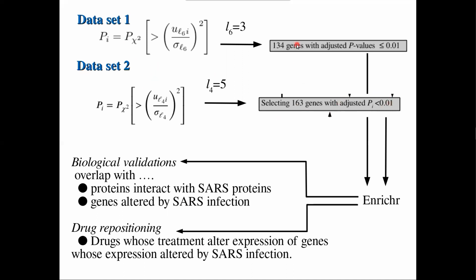Then we uploaded the two sets of genes to Enrichr. Enrichr is a famous enrichment server which can validate the biological meaning of uploaded genes. There are two biological validations of the uploaded genes using Enrichr. The first one is whether the uploaded genes significantly interact with the SARS-CoV proteins. The second validation is whether the genes are altered by a SARS-CoV infection.